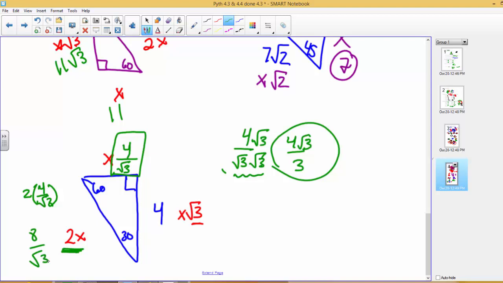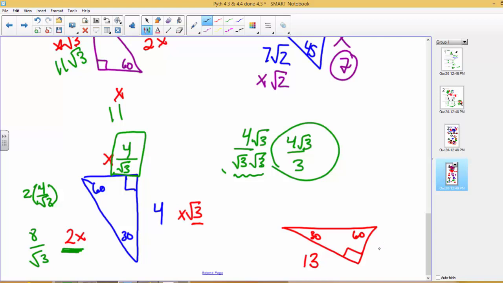Let's try another one like that. Remember, these triangles can be any way. I know this is the 30 because it's across from the smallest side. So the side across from the 60 we'll say is 13. Okay, go ahead and hit pause, see if you can get this.